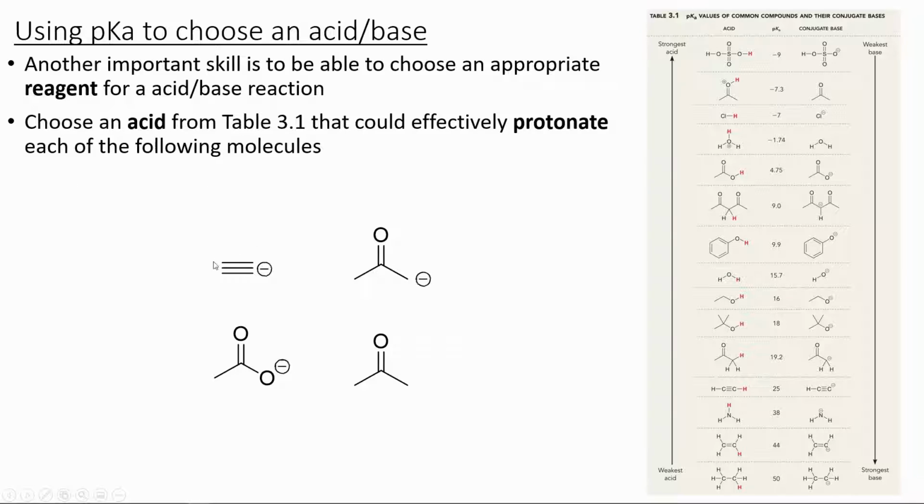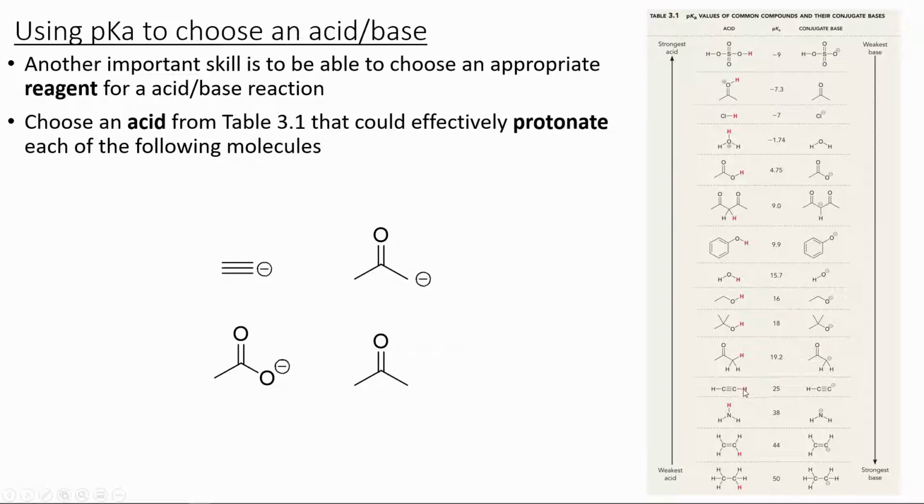So for example, let's look at acetylene here, the acetylene anion. So we can find that on the pKa table. If we wanted to generate this anion from acetylene, if we wanted to do this deprotonation, then we're going to need to use a base that's strong enough. So that would be any of the bases that fall lower on the pKa table than acetylene.